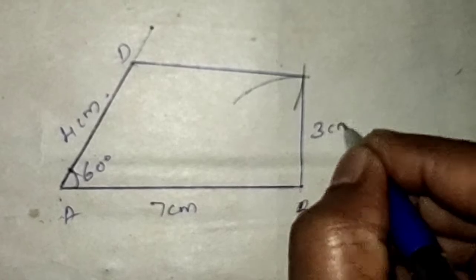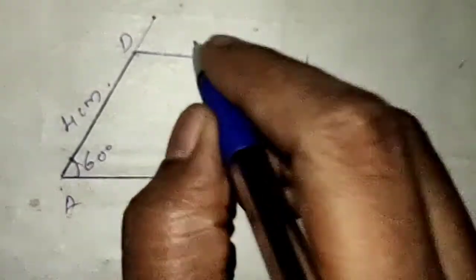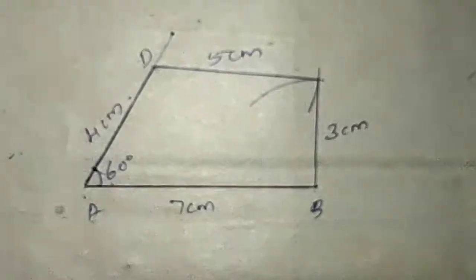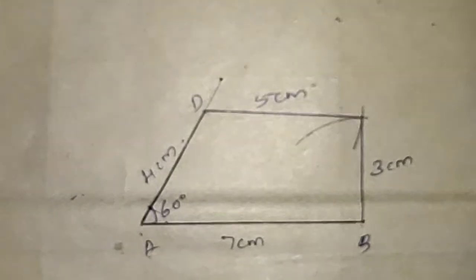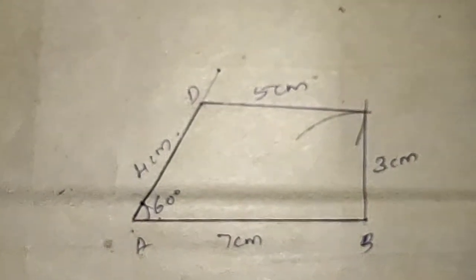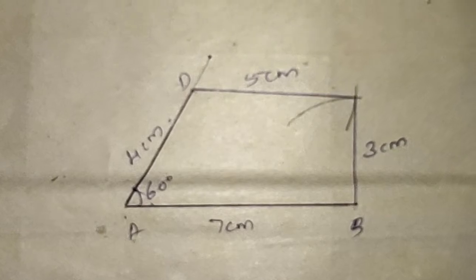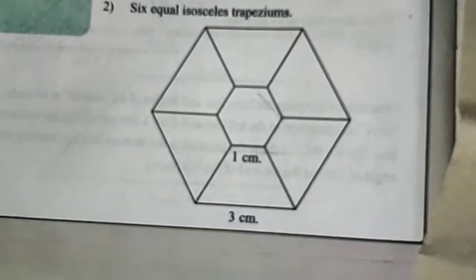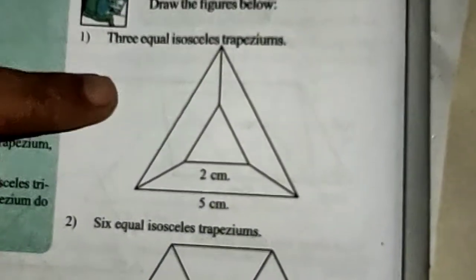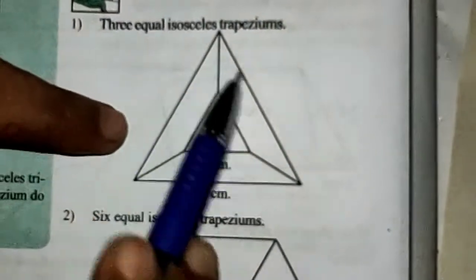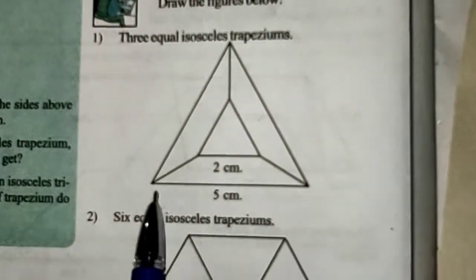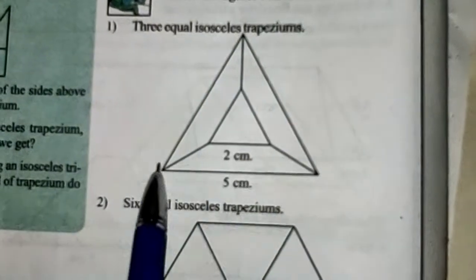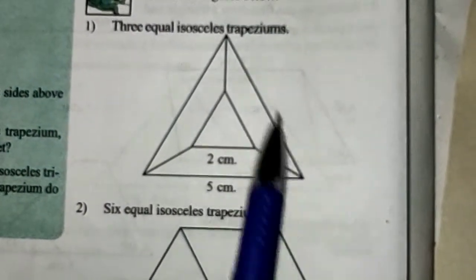This is 3 cm and this one is equal to 5 cm and this angle is equal to 60 degree. Next we are going to draw this figure: 3 equal isosceles trapeziums. Then what about this figure? Yes, it is a triangle.